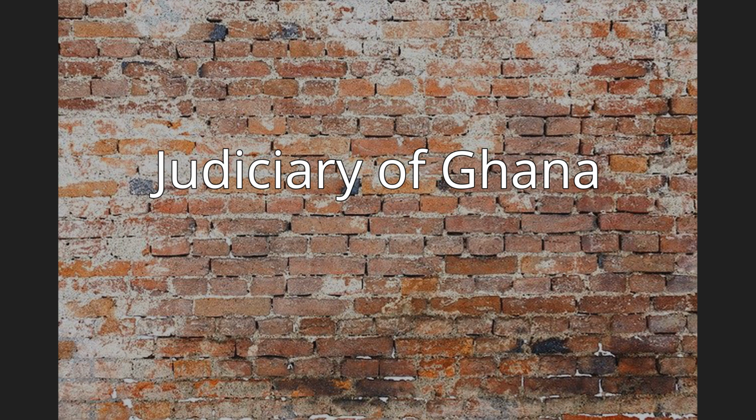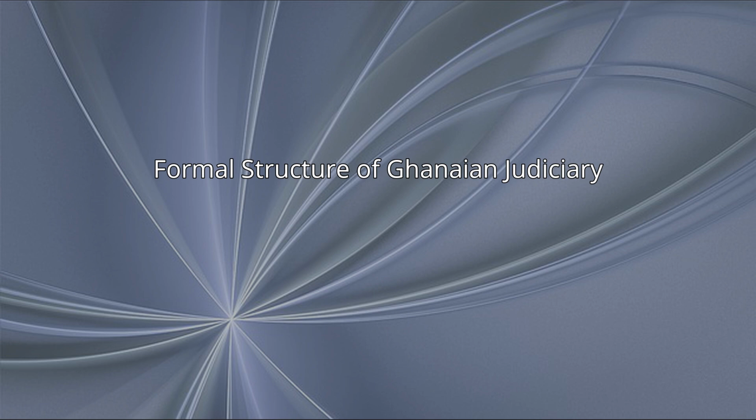Judiciary of Ghana. The Judiciary of Ghana comprises the Superior Courts of Judicature established under the 1992 Constitution and the Inferior Courts established by Parliament. The hierarchy of courts derives largely from British juridical forms. The courts have jurisdiction over all civil and criminal matters. Formal structure of the Ghanaian judiciary.